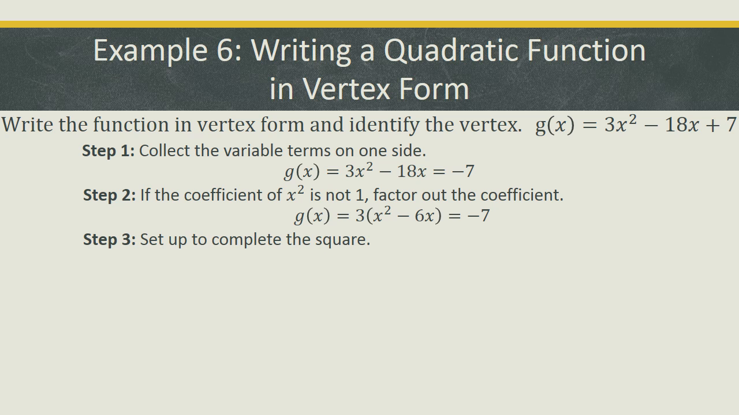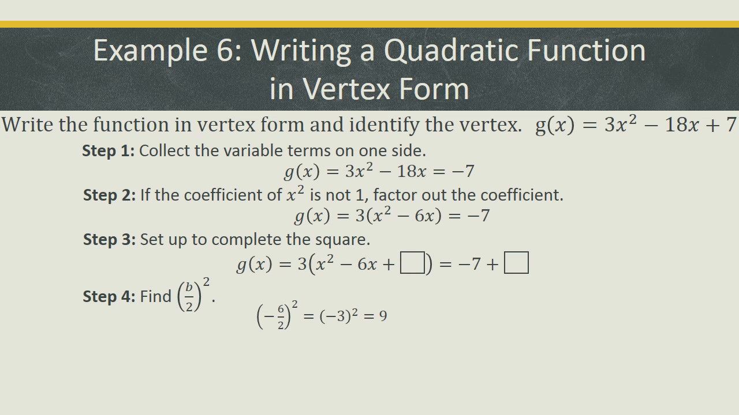So now I'm going to set it up to complete the square, what we've been doing previous days. I'll leave my spots for completing the square. Complete the square like we did before. So we're going to deal with b over 2 squared. My b value is negative 6. So negative 6 over 2 squared: negative 6 over 2 is negative 3, negative 3 squared is 9.